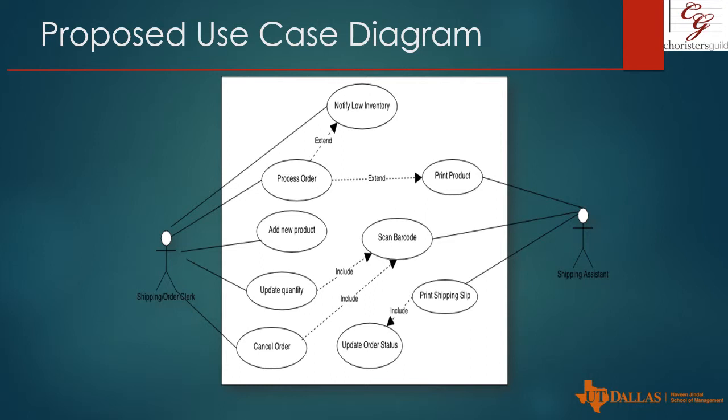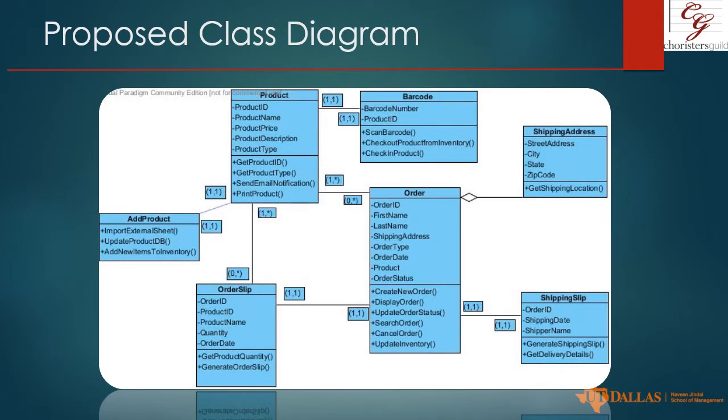The new function that we will use is called the include method. Moreover, if the inventory is much lower than we had expected, the updated system would systematically notify the shipping order clerk to process that order. On the other hand, the shipping assistant would also print product through the extend method and process the customer's orders. The next slide is our team's proposed class diagram.